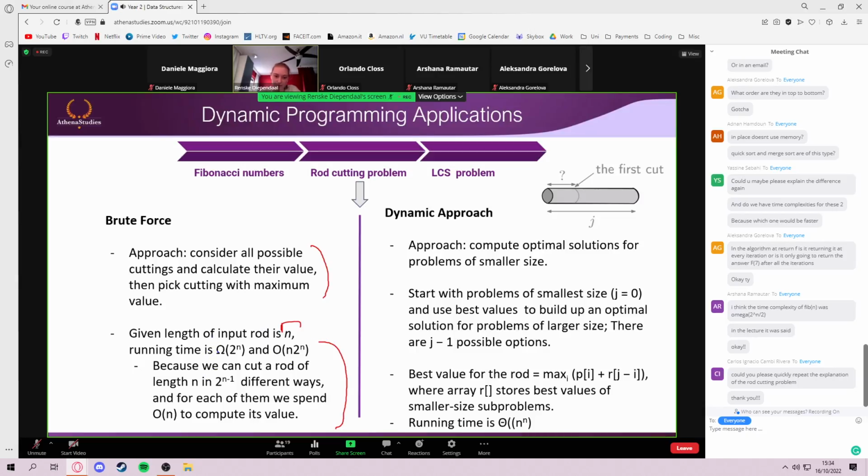Oh wait, sorry, this should be the final answer. I copied these slides as well. Okay. Yeah, because you can cut them in a lot of different ways, and you have to compute all of its values as well, right? So you get this n times 2 to the power n.